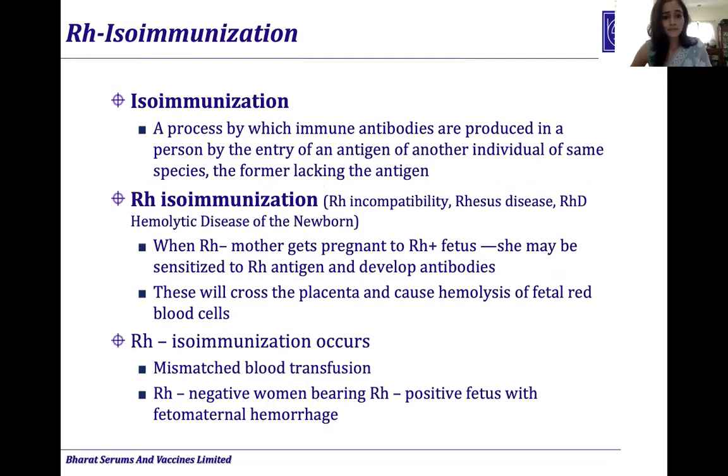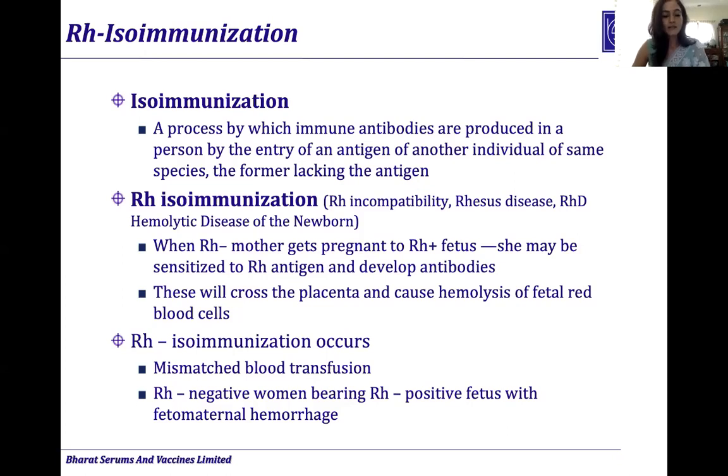Isoimmunization occurs when an individual is presented with a foreign antigen of the same species, and the individual, the index person, is lacking that antigen, and then they develop antibodies against it. A very common example that we as obstetricians face is when an RH negative mother is pregnant with an RH positive fetus, and she may be sensitized against these RH antigens and develop antibodies, which will eventually cross the placenta and can hemolyze the fetal RBCs while the fetus is in utero.